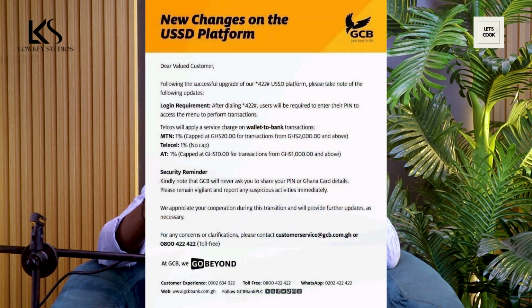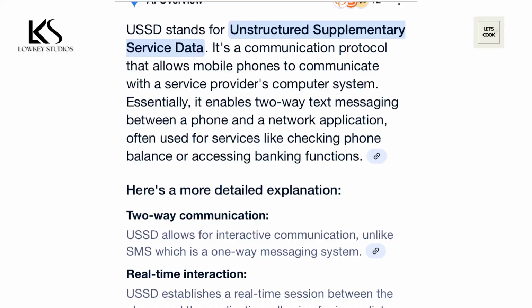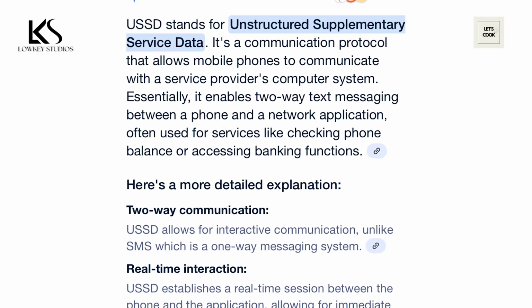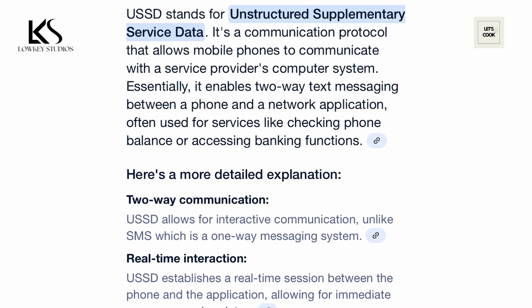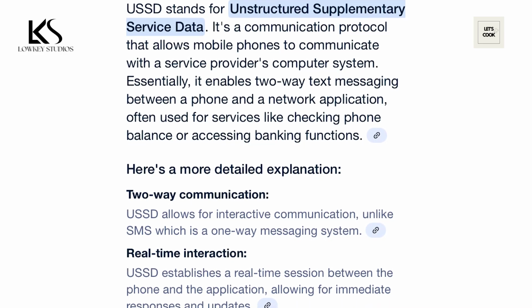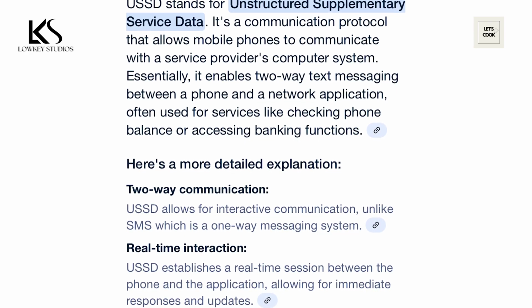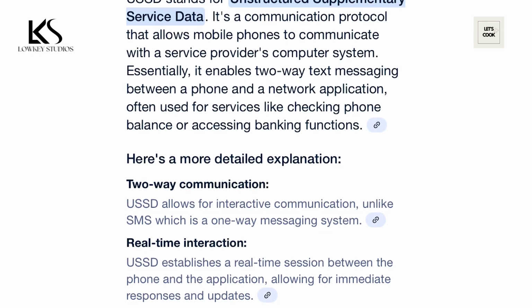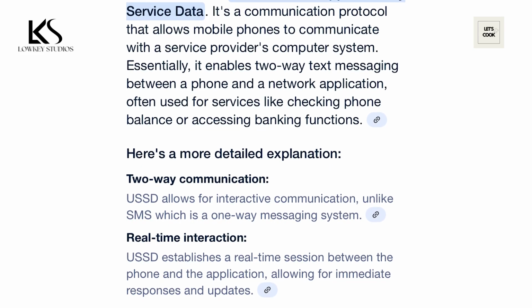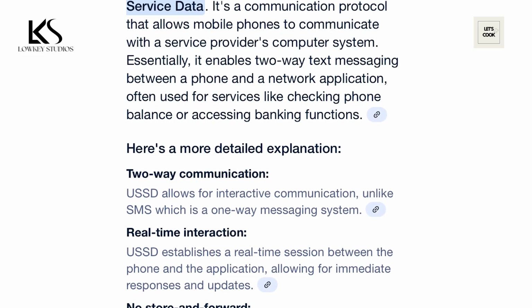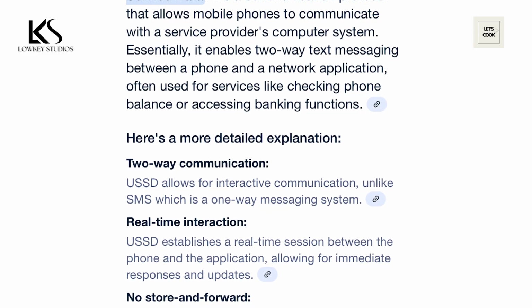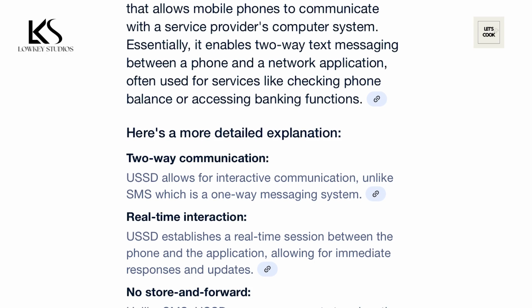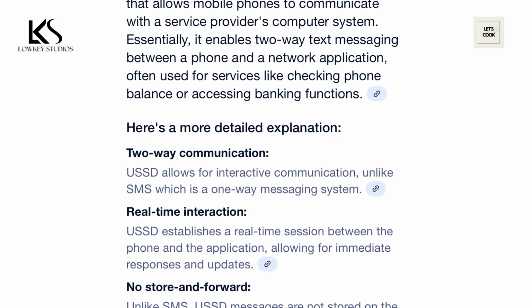Now, let's take a look at this. New charges on the USSD platform. Now, somebody will ask, what be USSD? USSD means unstructured supplementary service data. It is a communication protocol that allows mobile phones to communicate with a service provider's computer system. Essentially, it enables two-way text messaging between a phone and a network application, often used for services like checking phone balance or accessing banking functions.